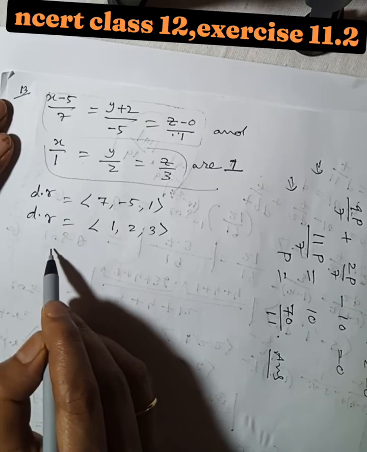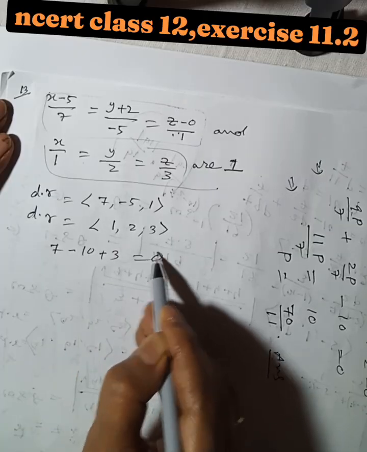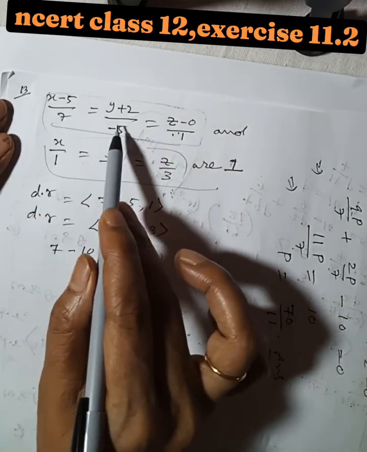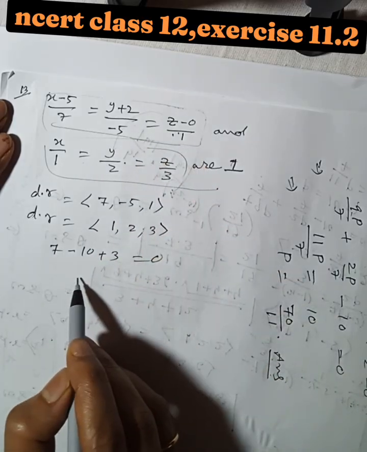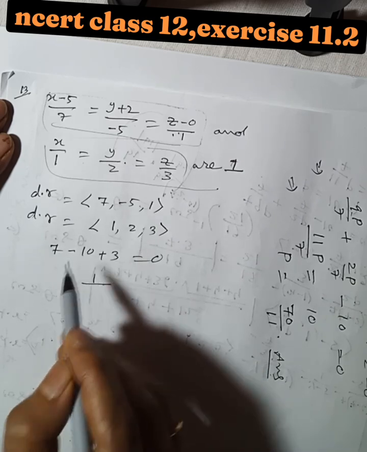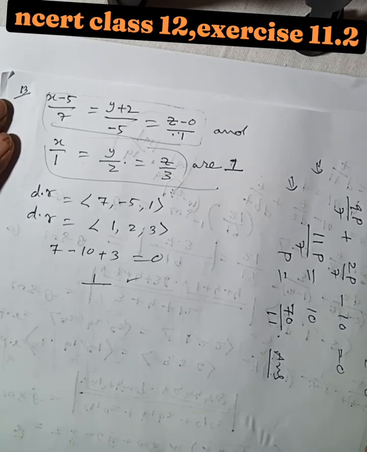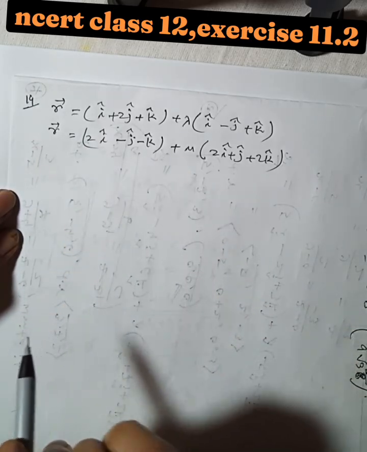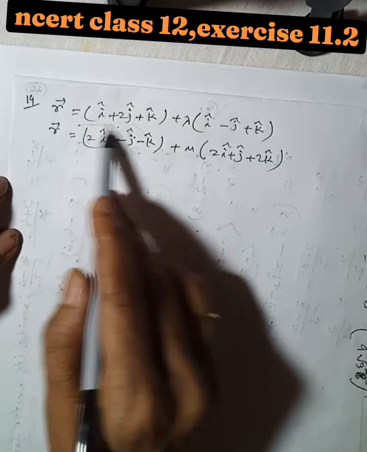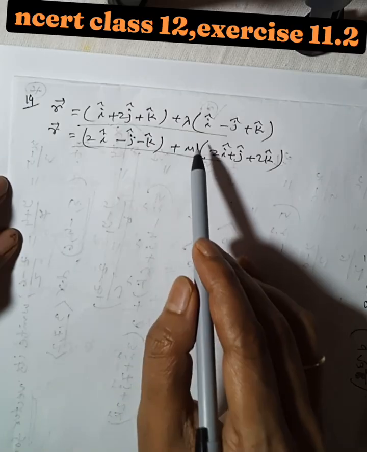Here the sum of products of direction ratios is 7 minus 10 plus 3, which is equal to 0. So we say that our given lines are perpendicular. The lines are perpendicular. Now we solve question number 14. In question number 14, we find the shortest distance between the given lines.